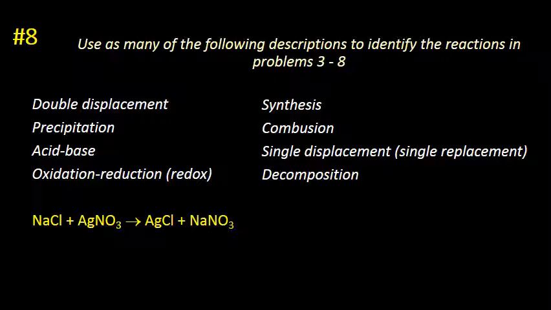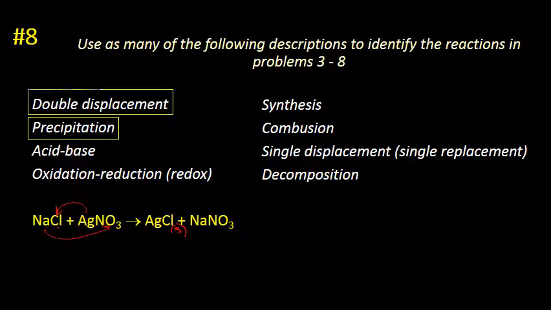Taking a look at this one, I can see it's double displacement because the anions were swapped. Sodium's now hooked up with nitrate. Silver is now hooked up with chlorine. And you should know that it's a precipitation reaction. If you look at your solubility rules, silver chloride is insoluble. And yes, it's a double displacement reaction.